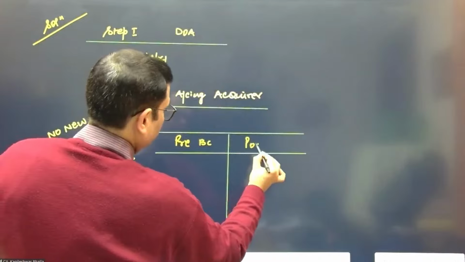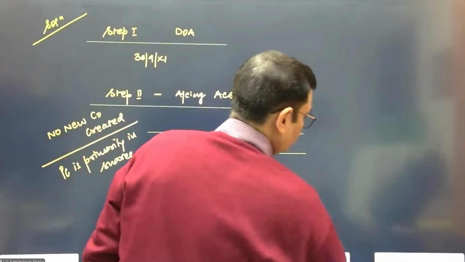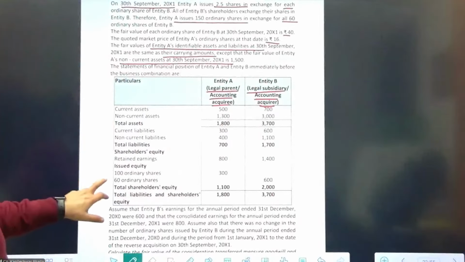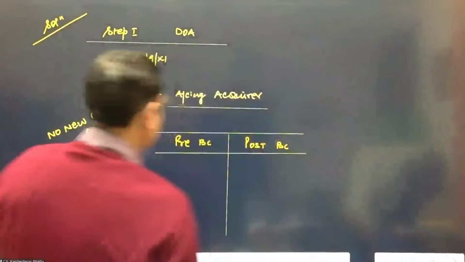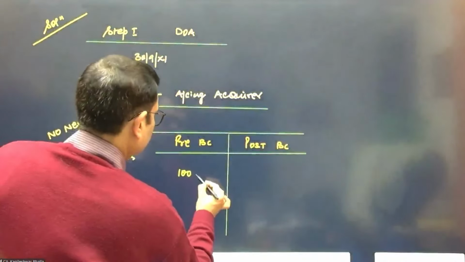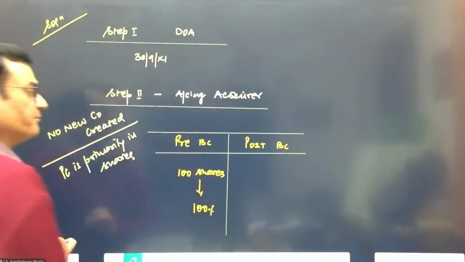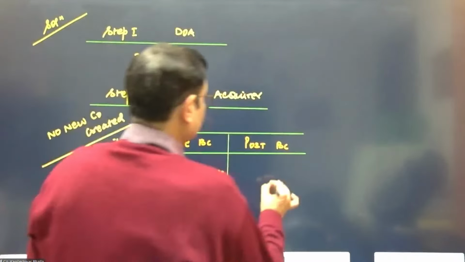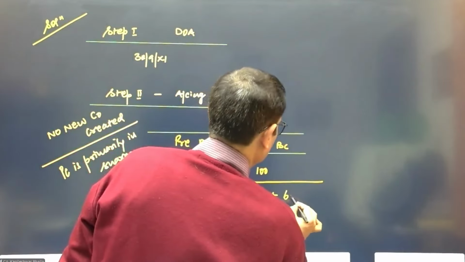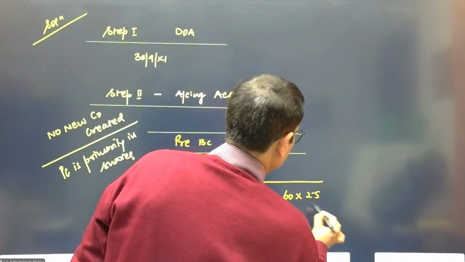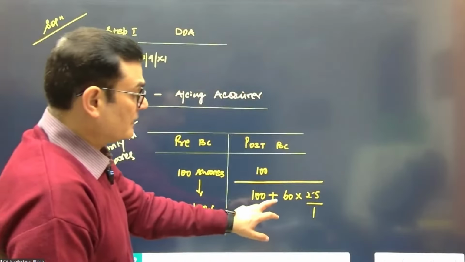Let's see what is the status of the pre and the post business combination. Let's get back to the balance sheet to see the status of the shares. A has got 100 shares and B has got 60 shares. So A had 100 shares in the company, and all these 100 shares, 100%, were held by the shareholders of that company. But now, what is the new number of shares in the company? They have issued 2.5 shares for every one share against the shareholders of B. Shareholders of B have got 60 shares.